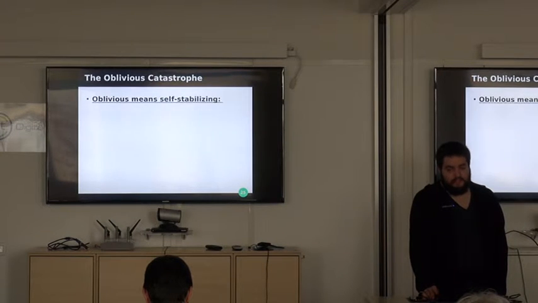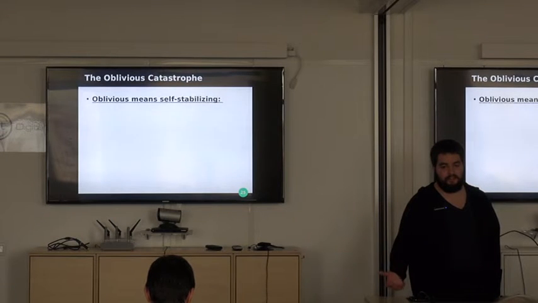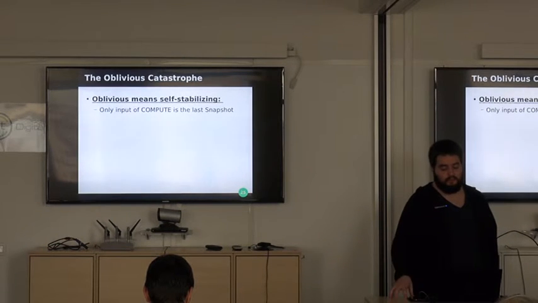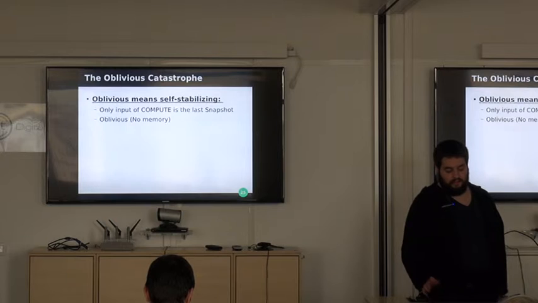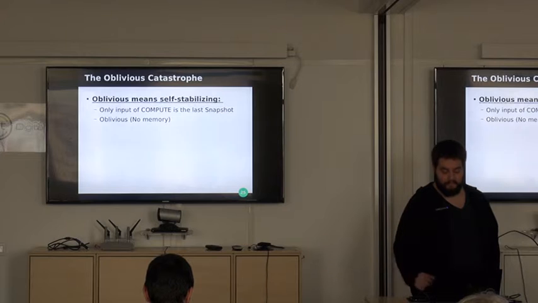So it is commonly considered that oblivious robots are inherently self-stabilizing. And that is because they have no memory. So if we had an arbitrary initial configuration that had problems, we would eventually forget about this initial configuration because of the obliviousness of robots. Now, the true definition of oblivious is that the input of the compute phase is only the last snapshot and nothing else. And it is commonly considered that this also implies that robots have no memory.